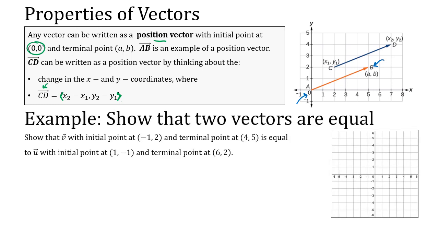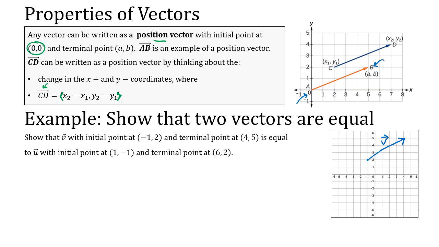Show that vector v with initial point at -1, 2, let me go ahead and put that on the graph. So I'm going to start at the origin and go to the left 1, and I'm going to go up 2, and terminal point at 4, 5. So 4, 5 is about right there. If I connect those two, notice I'm going to put the arrowhead at the terminal point. That's vector v. Not a position vector, right? Because it's not starting at the origin.